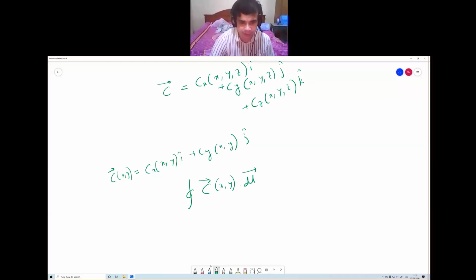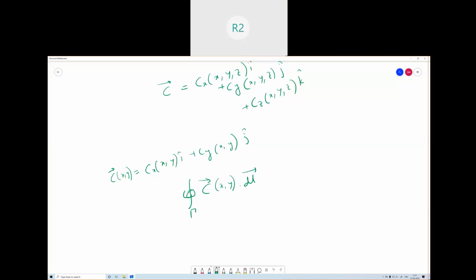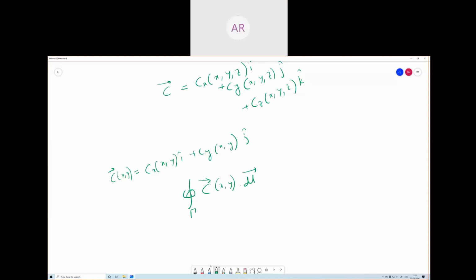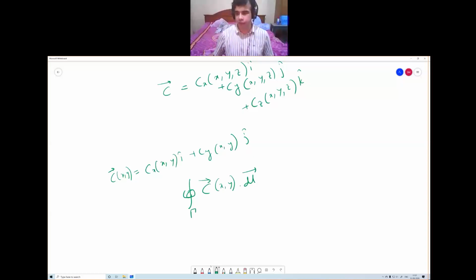What does this circle indicate? Surface integration? The integration of a closed circle. Exactly, integration over a closed path, which means that we are starting our integration and ending the integration at the very same point.